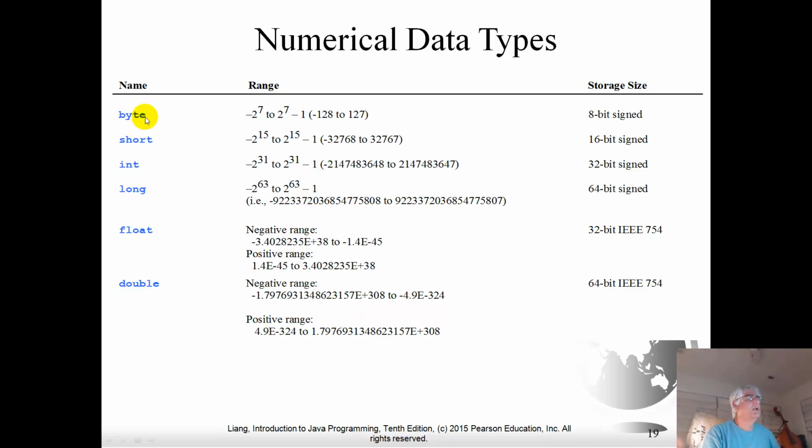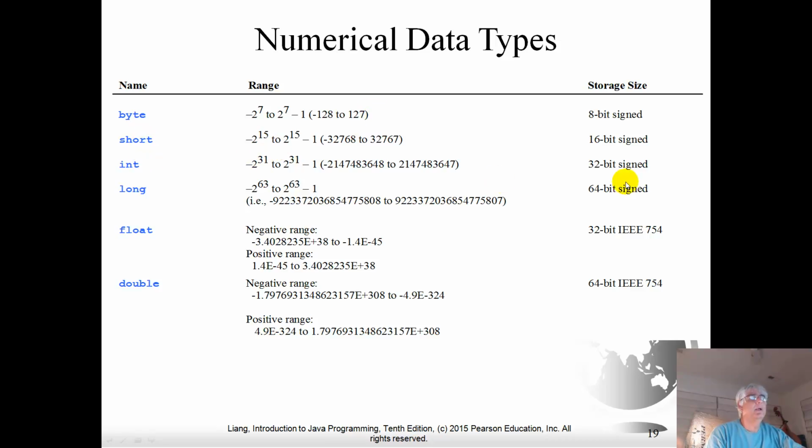The first one is a byte. That is 8 bits, so it takes 8 bits of memory. 8 bits is known as 1 byte. The range is -2 to the 7th to 2 to the 7th minus 1. And that refers to the 8 bits that are used in the representation. So that's -128 to 127.